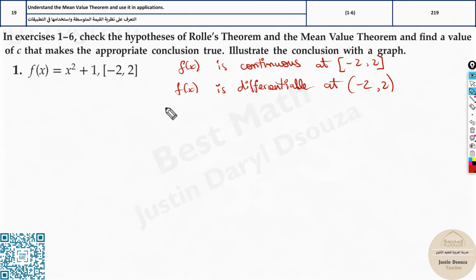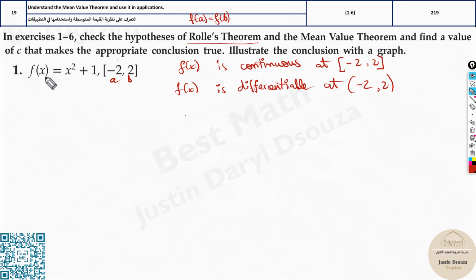Now, next, what do you do? We need to know whether we use Rolle's theorem or mean value theorem. For Rolle's theorem, there's a condition. These interval limits, we consider them to be a and b. Over here, f of a must be equal to f of b. If this condition holds good, then only we use Rolle's theorem. Otherwise, we go to mean value theorem.